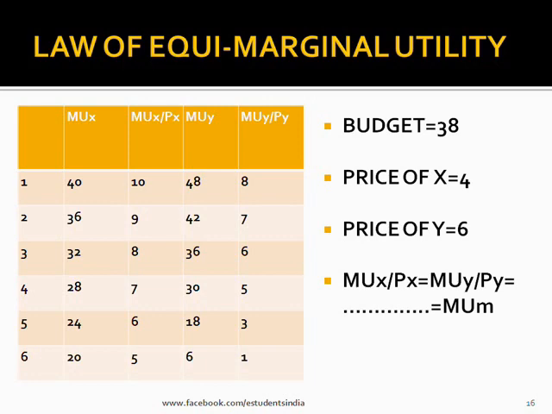Law of equi-marginal utility. The consumer will distribute his money income between the goods in such a way that the utility derived from the last rupee spent on each good is equal. Every consumer has unlimited wants. The money at his disposal is limited. The consumer has to make a choice when he buys.